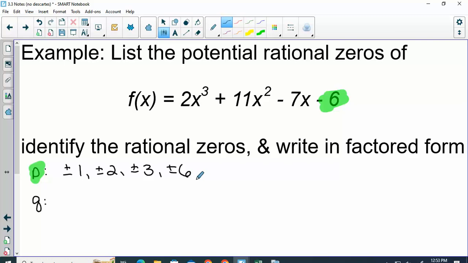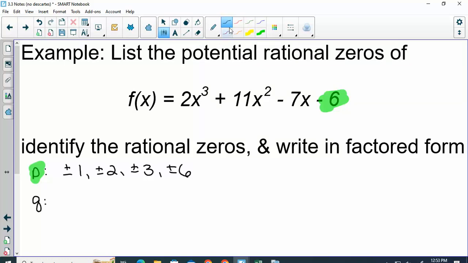You can put those in any order. I always put them in numerical, but you can put them in the order you think of them. They will always have positive and negative, because it doesn't matter if my p value is a positive or negative, it would divide evenly either way. So all of these, every one of them always gets plus and minus.